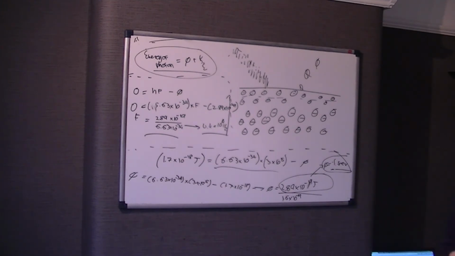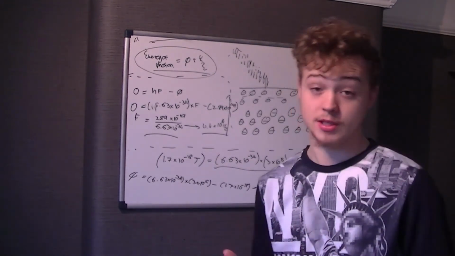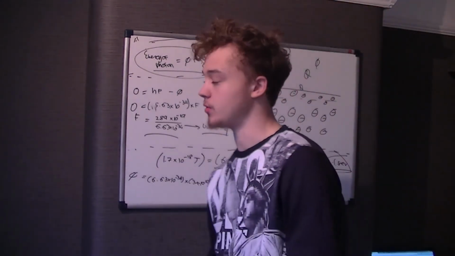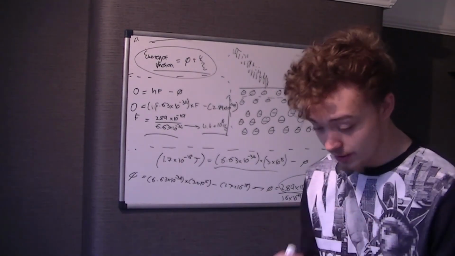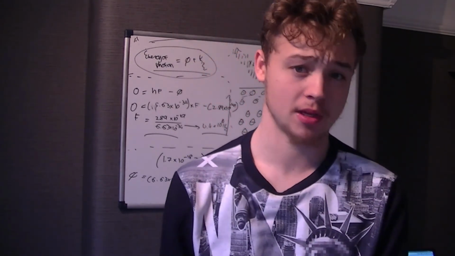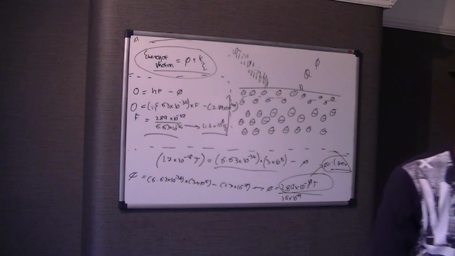Okay, so 4C part 2. State and explain the effect on the emitted electrons of doubling the intensity while keeping the frequency constant. Now, it's key to understand that frequency is the only thing that determines the energy of these photons. So if the frequency is constant, then the energy of the photons is constant, and therefore any electron that is emitted will have the same kinetic energy, as we've shown here.